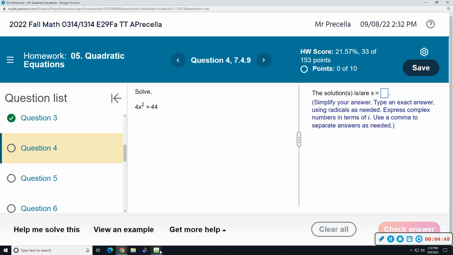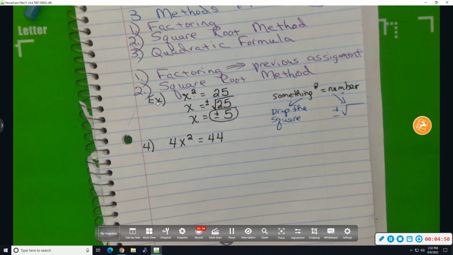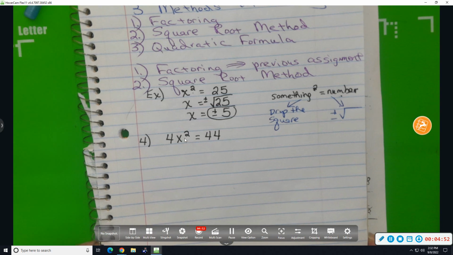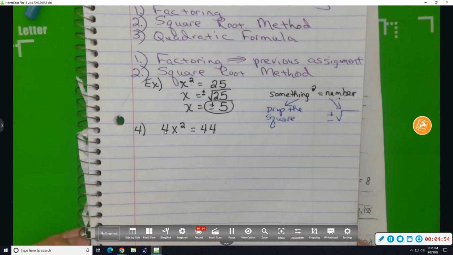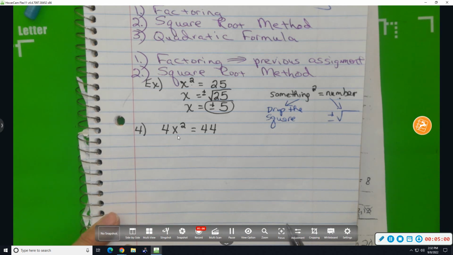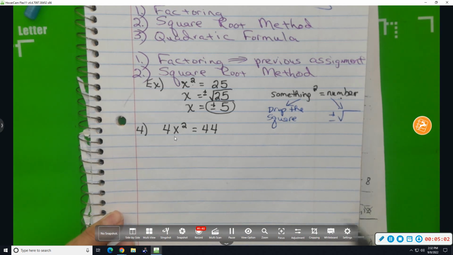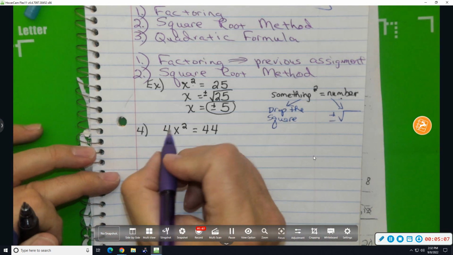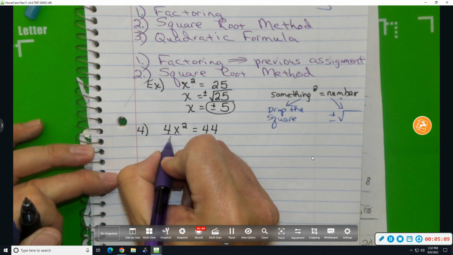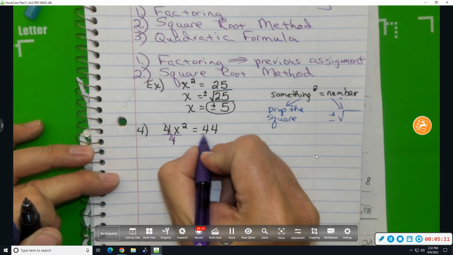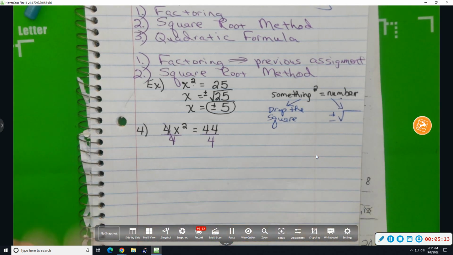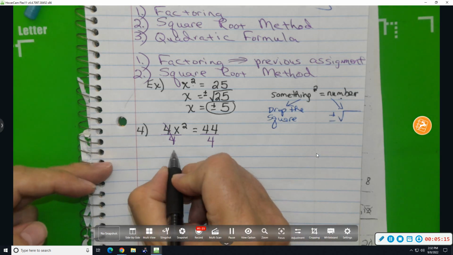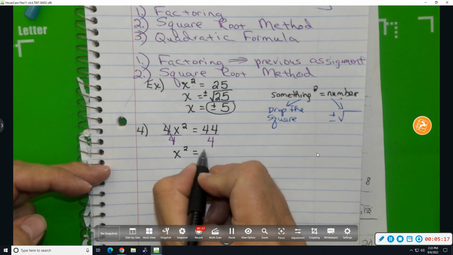You have to have it in the form where the thing being squared is by itself. The 4 isn't being squared. If we wanted the 4 to be squared, we'd have to have parentheses around the 4 and the x. The only thing being squared is the x, so we've got to get rid of that 4. And we'll do that by dividing both sides by 4. So we have x squared equals 11.